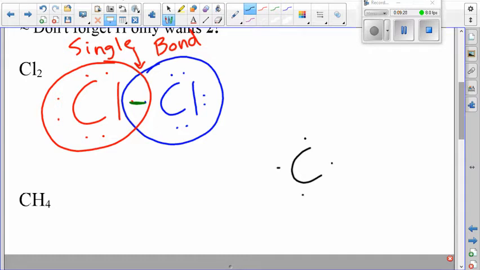1, 2, 3, 4 valence electrons. This is in group 4. So it has 4 bonding sites. All of those bonding sites have to form a bond before carbon is happy. They all have to form a bond. So it's going to have 4 bonds.